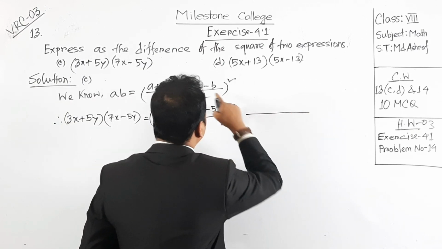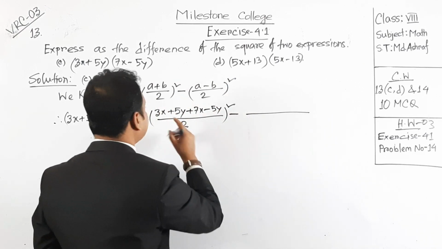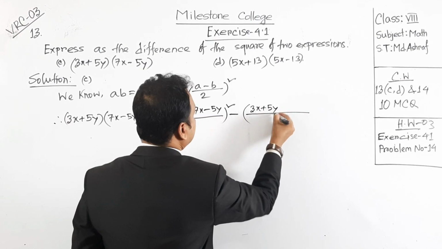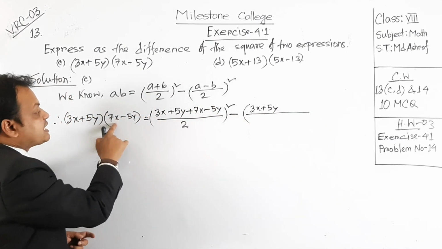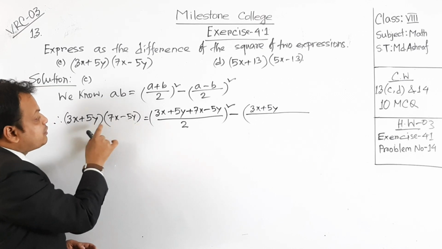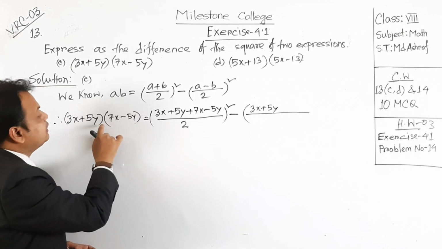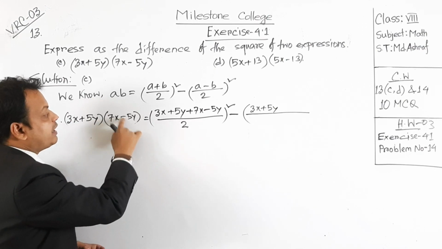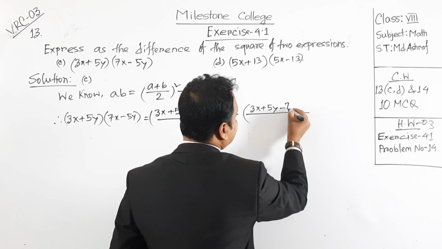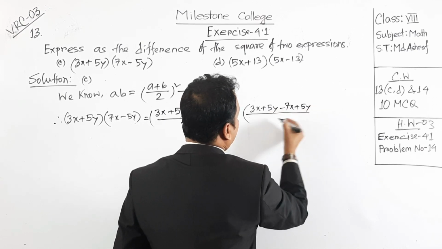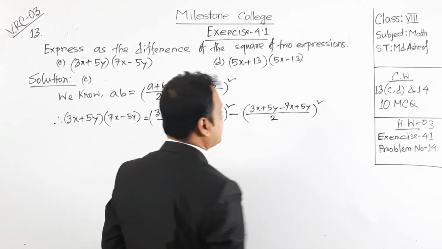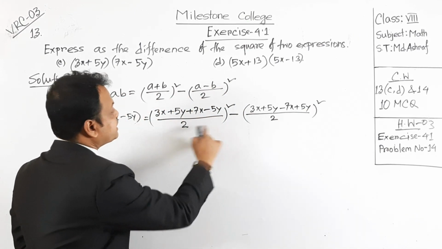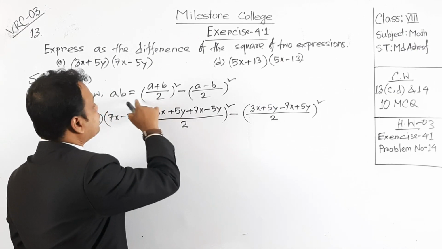Then we'll do the part a minus b square. What is A? 3x plus 5y, minus B, which is 7x minus 5y. So instead of B we will get minus. Minus and plus give minus 7x, and minus minus gives plus 5y. So what will you get? Minus 7x plus 5y divided by 2 whole square. So we have got this part from applying the corollary of AB.